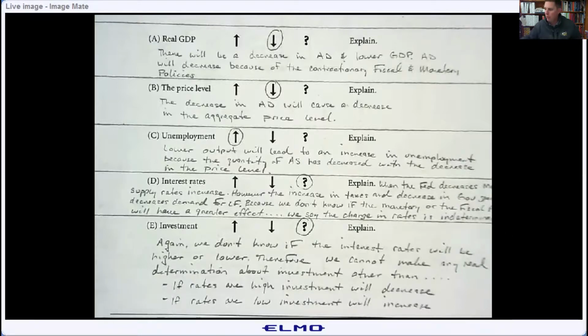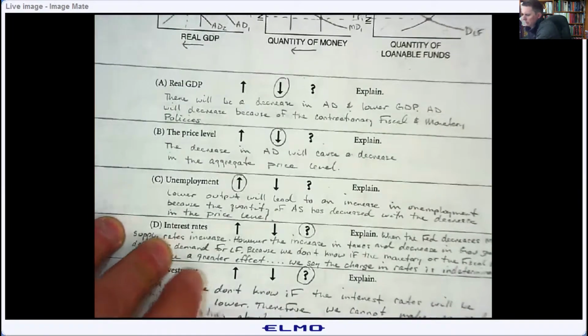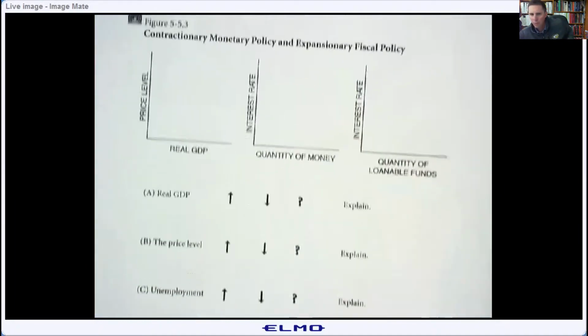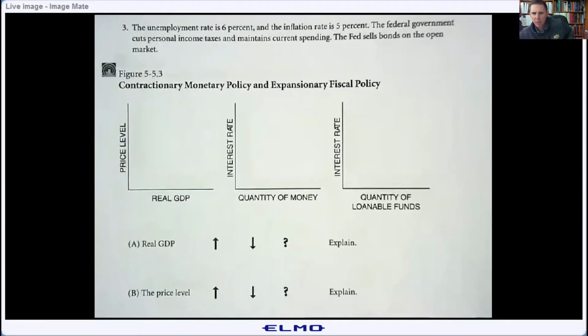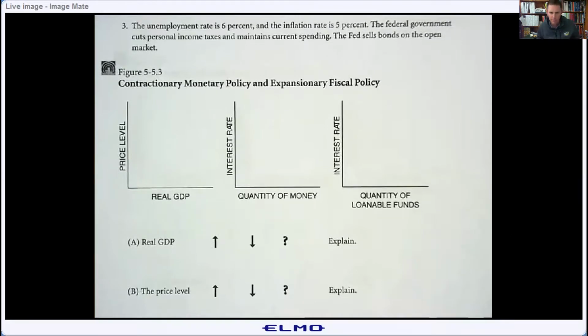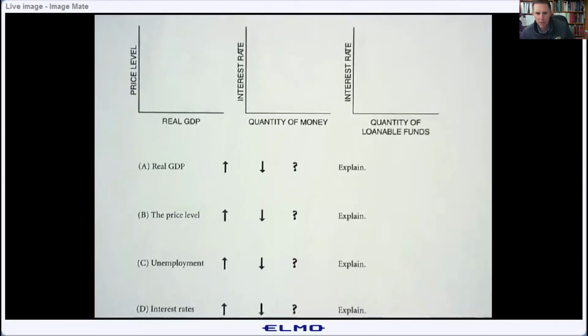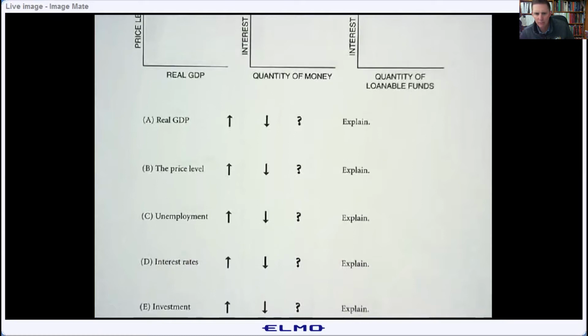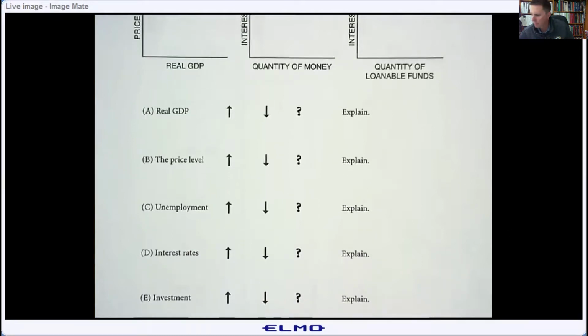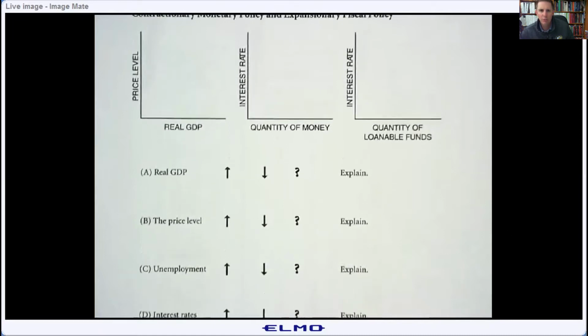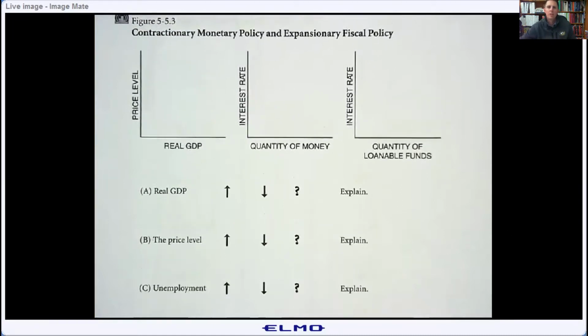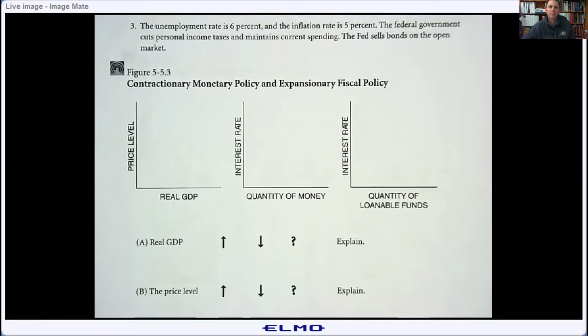Okay, the last page, here it is. Last scenario. Scenario 3. It says unemployment rate is 6%. The inflation rate is 5%. Government cuts personal income taxes. Again, you're working out all these scenarios: what is happening with real GDP, the price level, unemployment, interest rates, and investment spending, and explain. So go ahead and pause the video for a minute and work out that scenario right there.